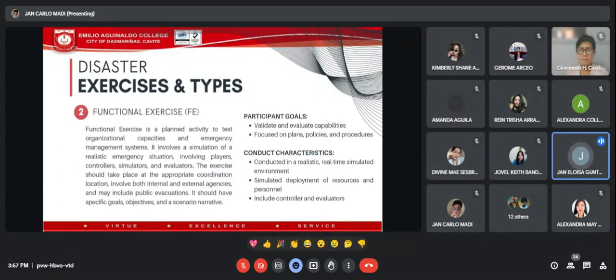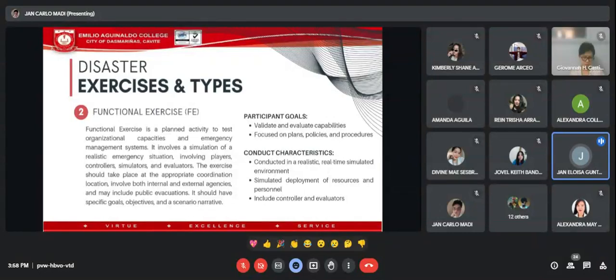And as for the conduct characteristics po, first is conducted in a realistic, real-time, simulated environment. So dito po, it involves yung pag-carry out na activity or exercise environment na closely resembles real-world conditions. So yung simulation is designed to be authentic as possible, providing participants po with an experience na nag-mirror ng mga challenges and dynamics na they would face sa actual situations. In which yung aim nga is to offer a practical learning experience in a controlled setting, allowing them to apply their skills and decision-making abilities in a life-like scenario.